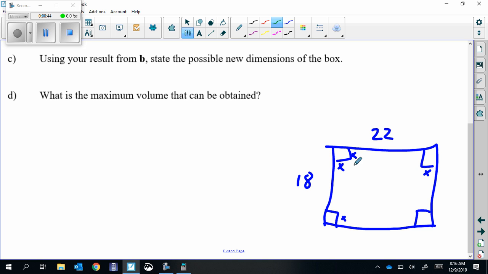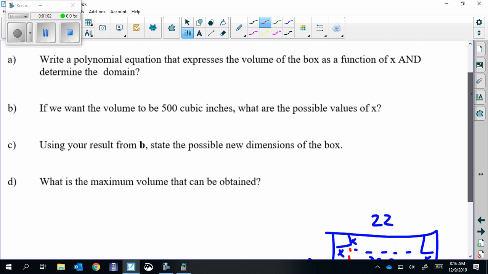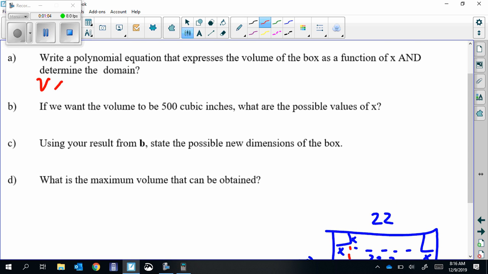So inside these dimensions here, this would be 22 minus 2x. And this dimension here would be 18 minus 2x. And then the height of the box is going to be that x that you cut in. And that's actually our equation for volume. So our volume, V of x, is 22 minus 2x, 18 minus 2x. And then our height is just x.